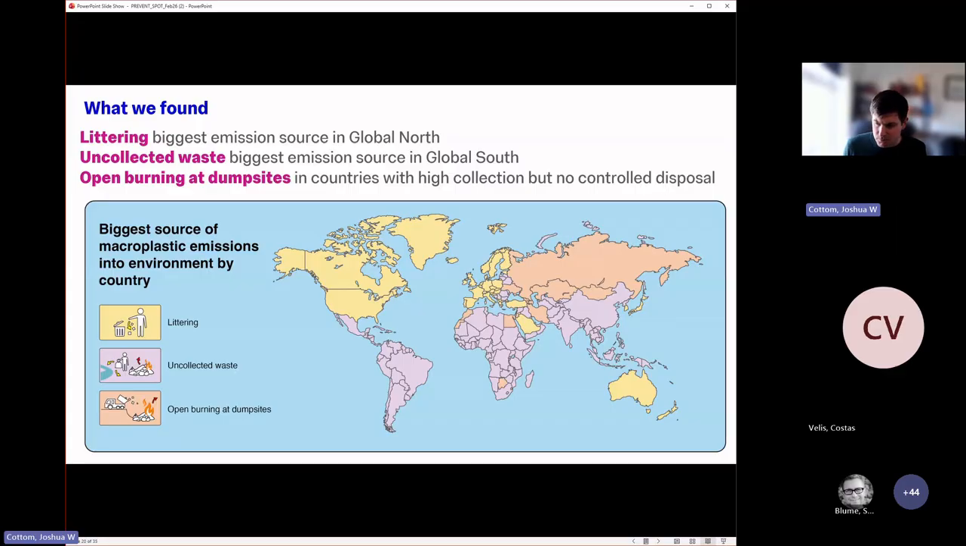in most countries. There are a few countries which have relatively high collection coverage, say over 90%, but maybe don't have fully controlled disposal yet. So open burning is happening at those disposal sites. And those are ones which we found the largest emission source was this open burning.